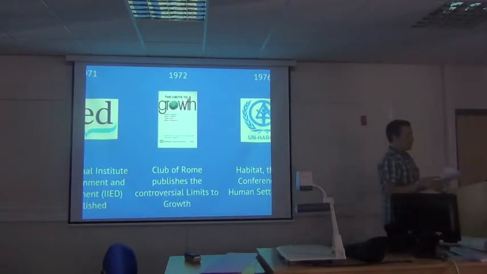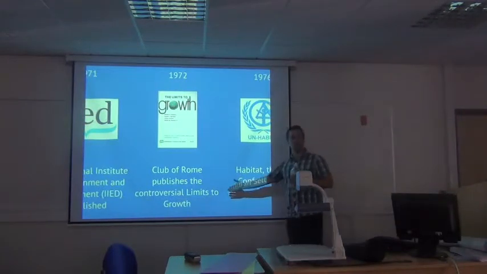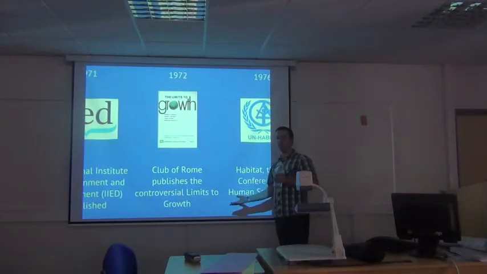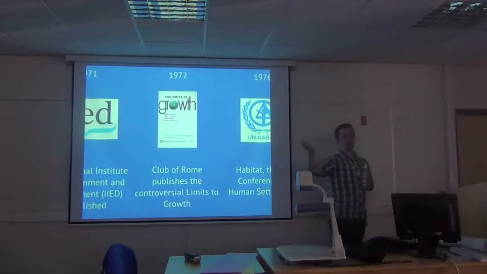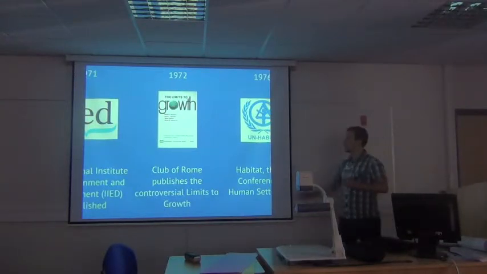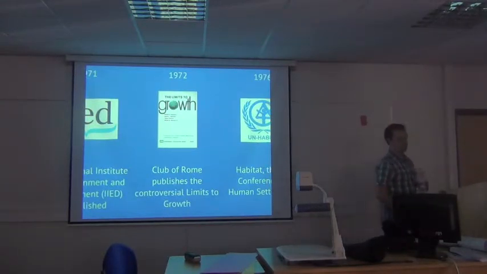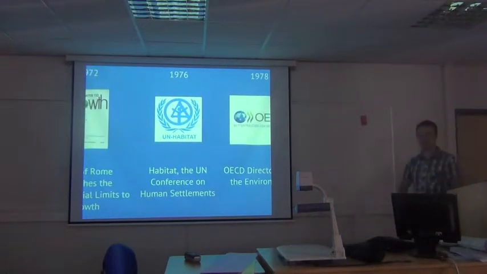Developing nations basically said, well, this isn't fair to us because you're saying we cannot grow. So what about all our people who are living in poverty? We want to have the same quality of life as you in America and Europe. The Club of Rome said we cannot grow anymore. So it was the first link between environment, development and growth.